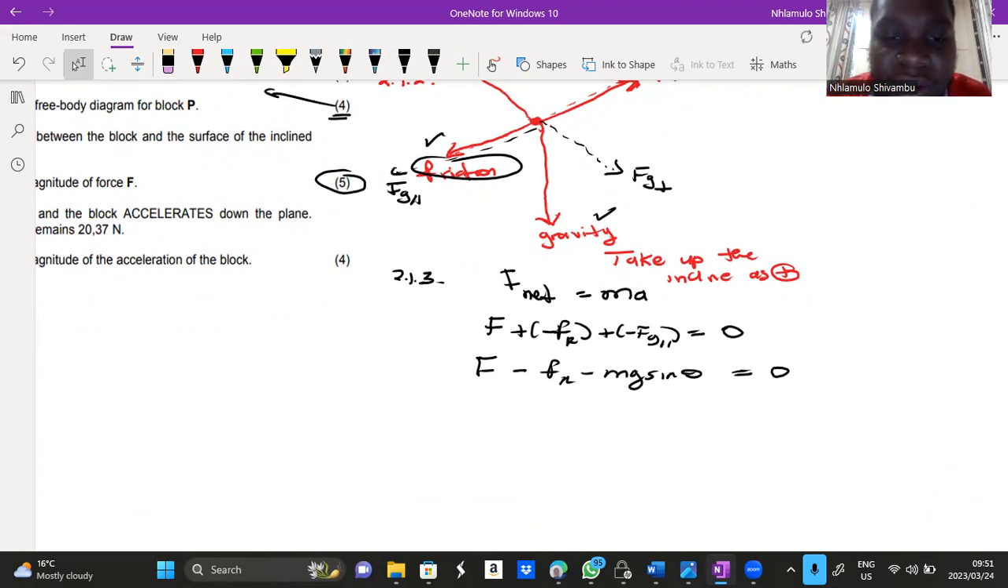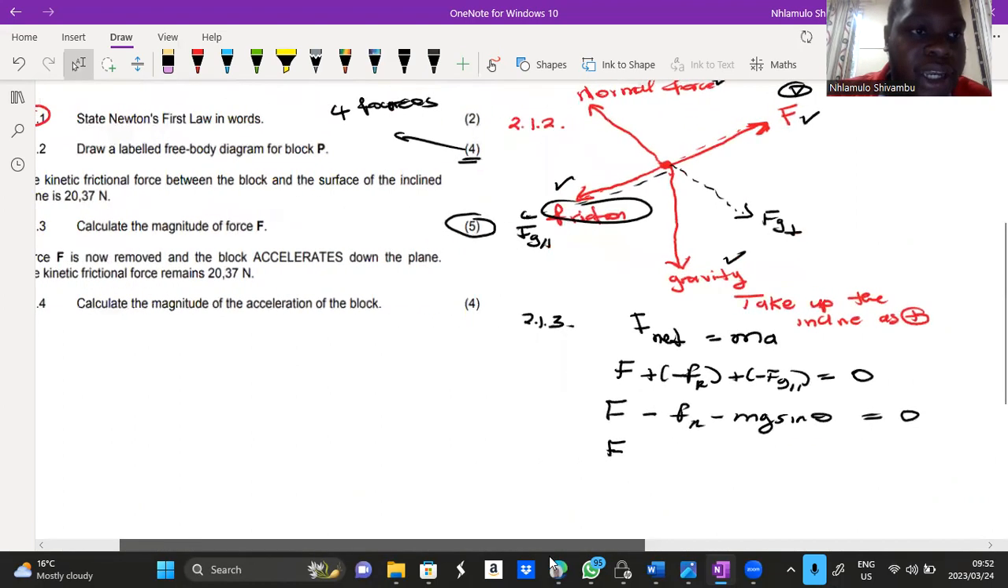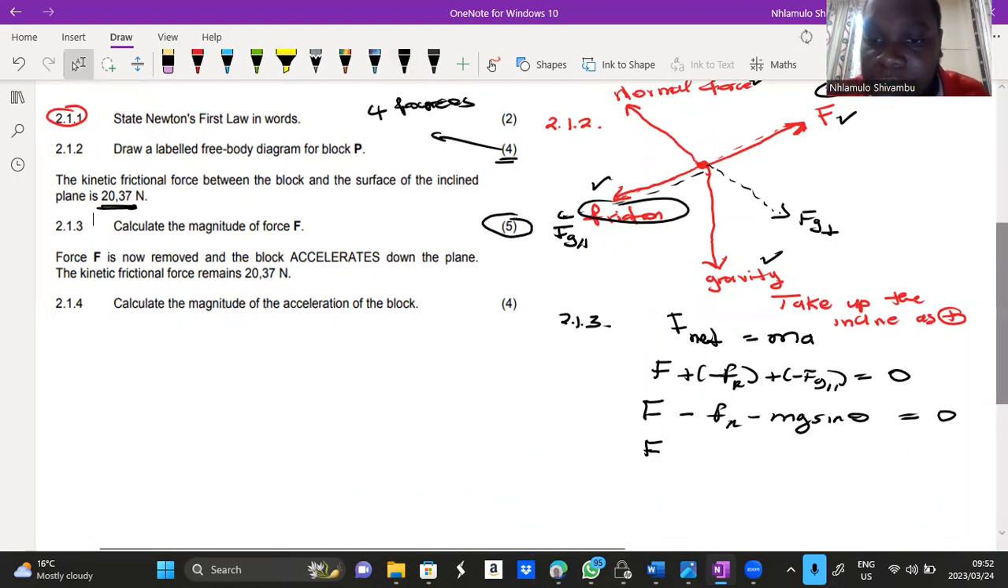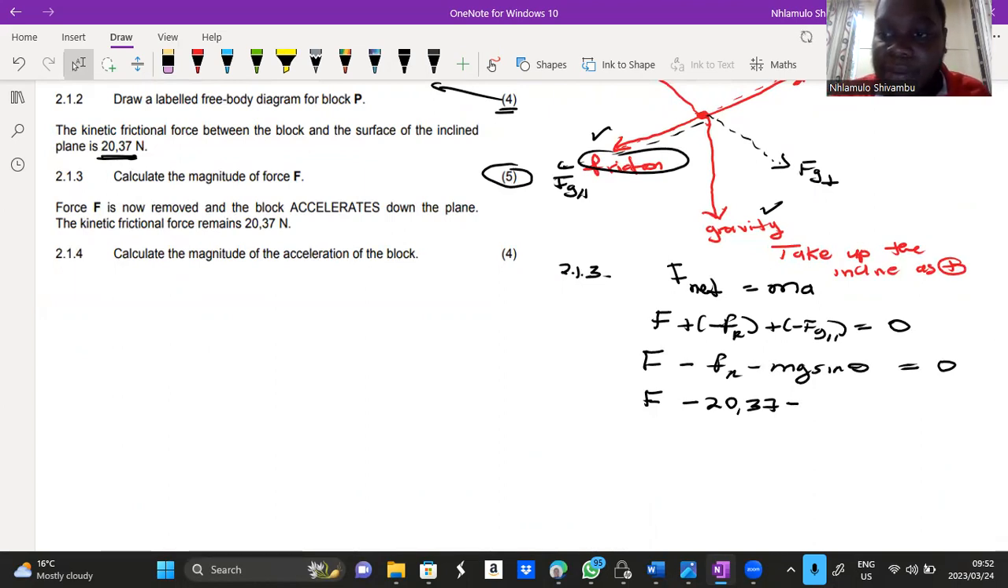So force F is unknown, that's what we're looking for. I'm just going to leave it like that. And then Fk was given in the question by the examiner there. And remember, they said that the magnitude of the kinetic frictional force between the surface and the object is 20.37. So this is a given value. So I will have to substitute it the way it is there. So where there is Fk, I'm going to substitute minus 20.37, and then I substitute the mass of the object. The mass of the object is an 8 kg block.